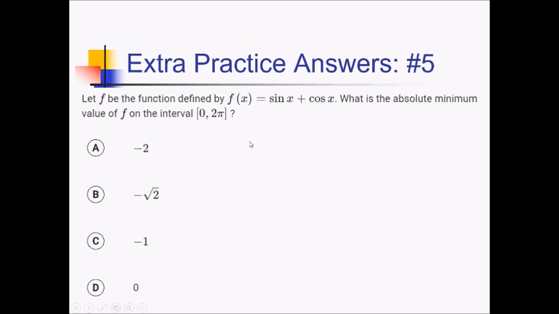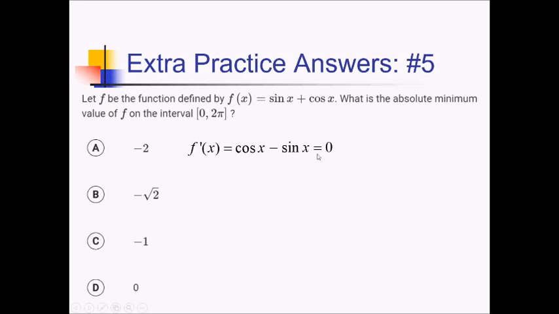For this problem, I'm trying to find the absolute min for sine of x plus cosine of x on the interval from 0 to 2 pi. To start this off, I'm going to find some critical values. So f prime, set that equal to 0. That's going to be cosine of x minus sine of x. And let's see where that equals 0.